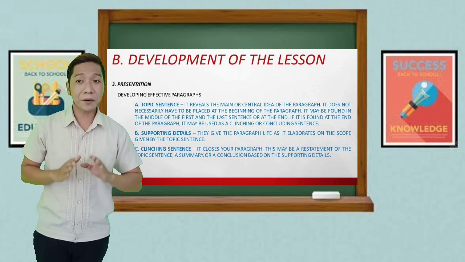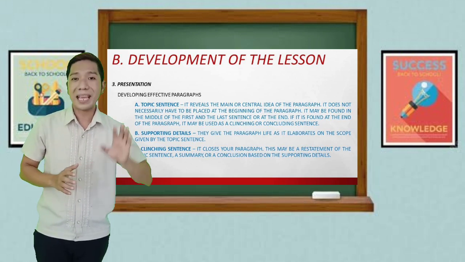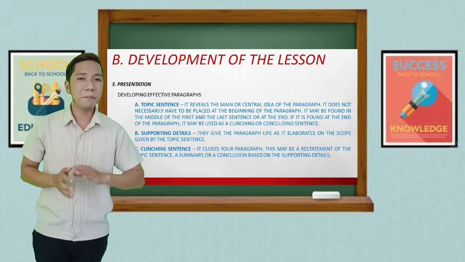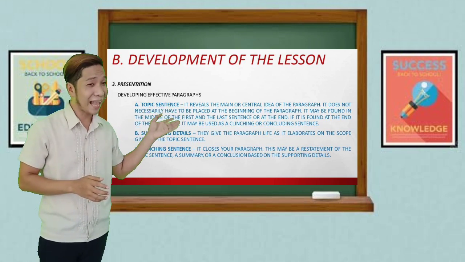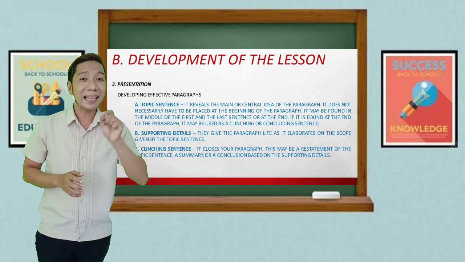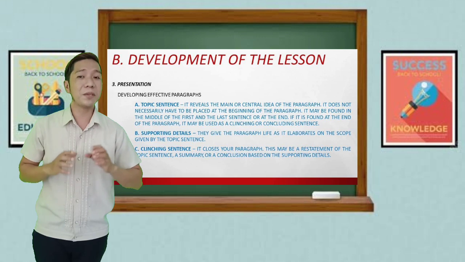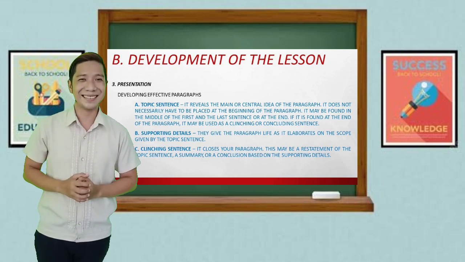A topic sentence reveals the main idea or the central idea of the paragraph. It does not necessarily have to be placed at the beginning of the paragraph. It may be found in the middle, between the first and the last sentence, or at the end. If it is found at the end of the paragraph, it may be used as a clinching or concluding sentence.